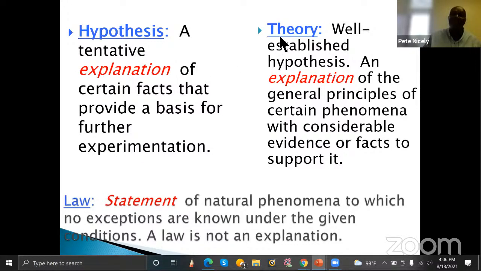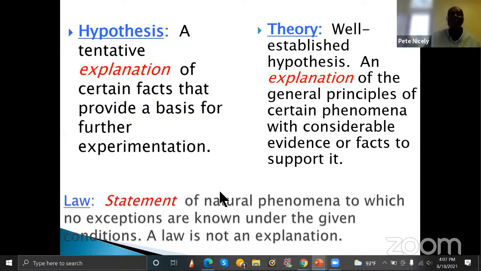That is different from the theory, which is basically a well-established hypothesis. Well-established because it has considerable facts and evidence to support it. So that's the main difference between the hypothesis and the theory. The hypothesis is just a reasonable explanation of what is observed. The theory is an explanation that is backed by the weight of the data or the evidence to support it.